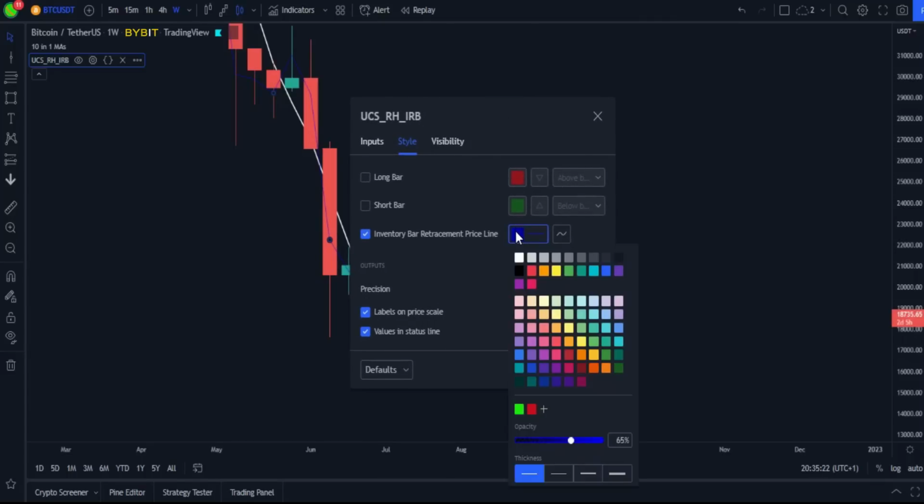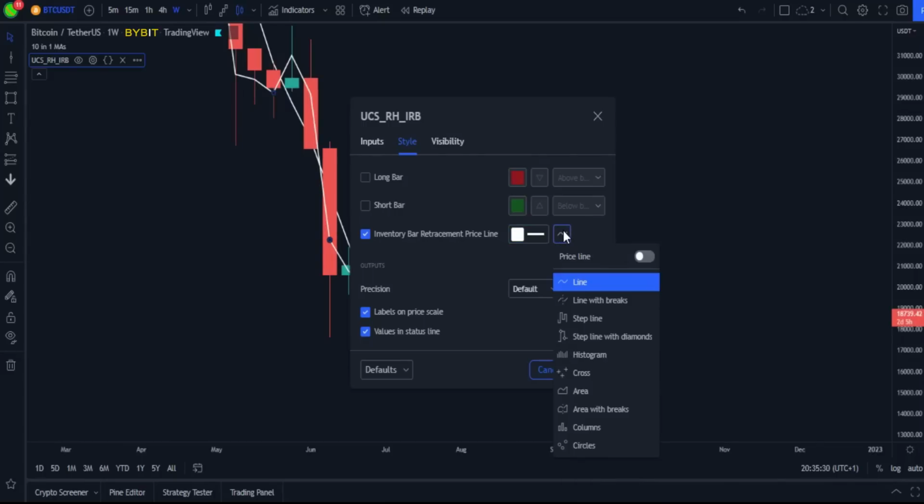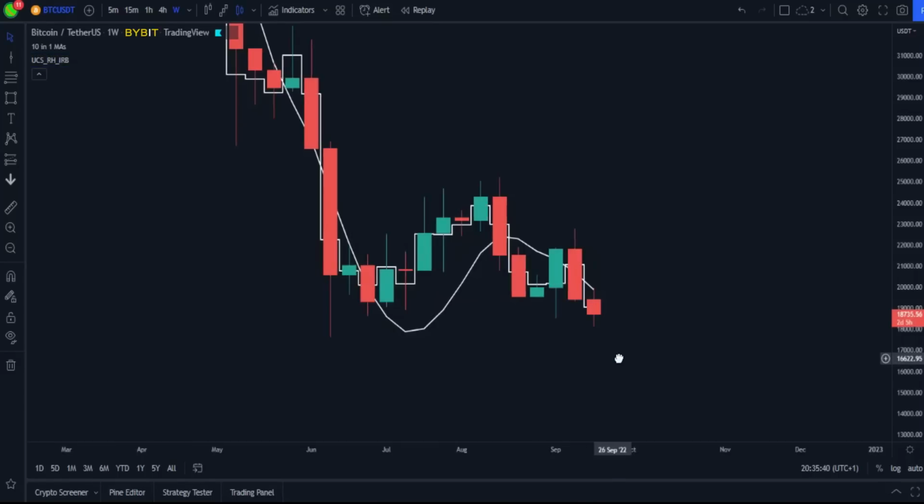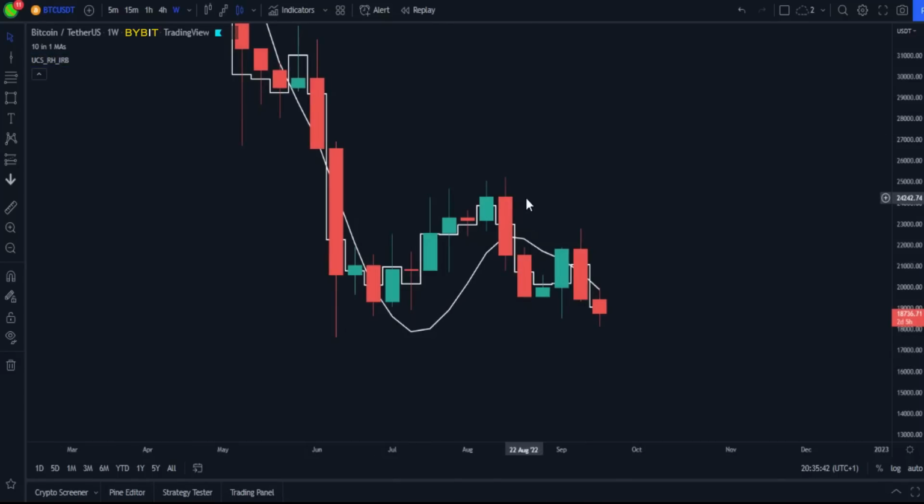Now change the color to a bright color so that you can see it clearly on the chart. You may also increase the thickness. Then, change the normal line you see here to the step line so we can have a horizontal view. That's it for now, the chart is ready and we will not need any other indicators at the moment.